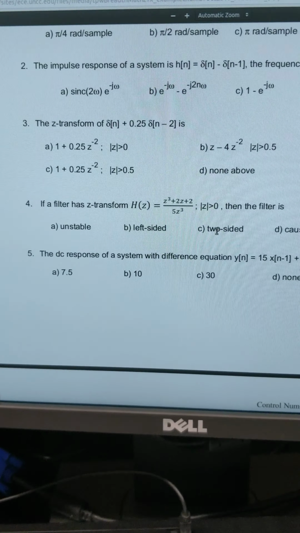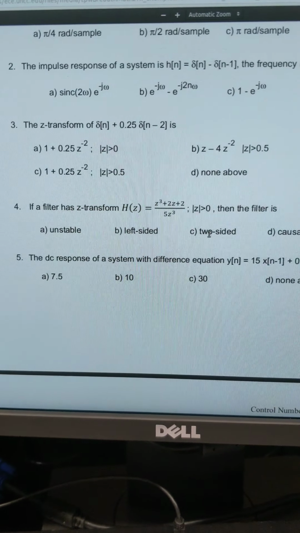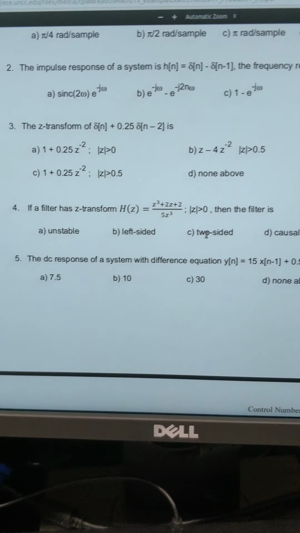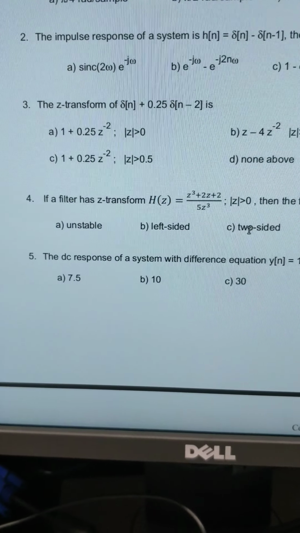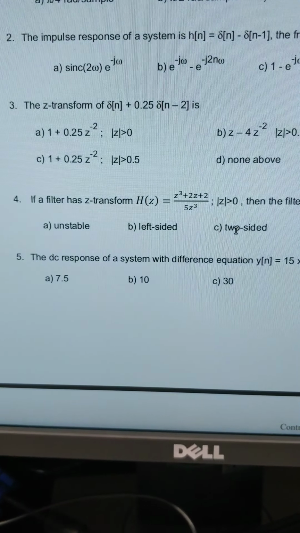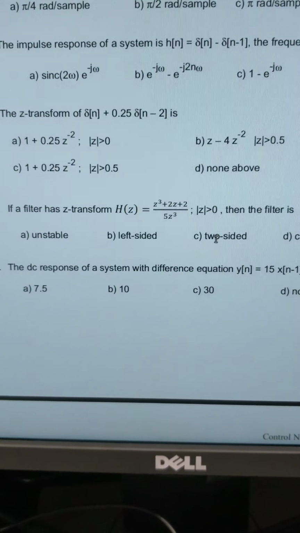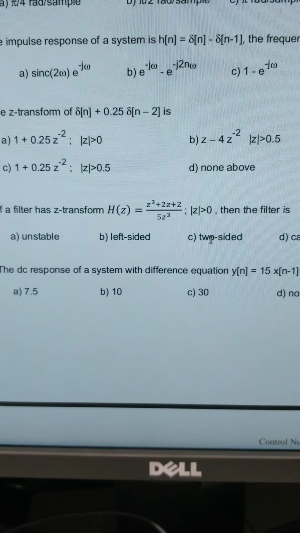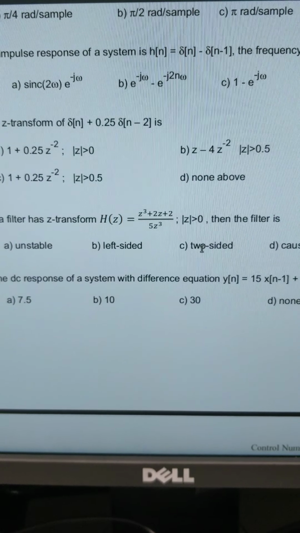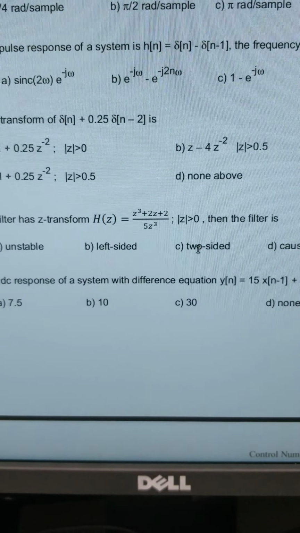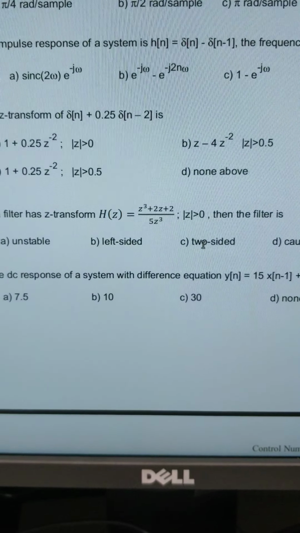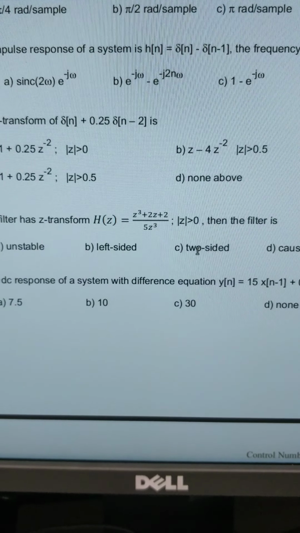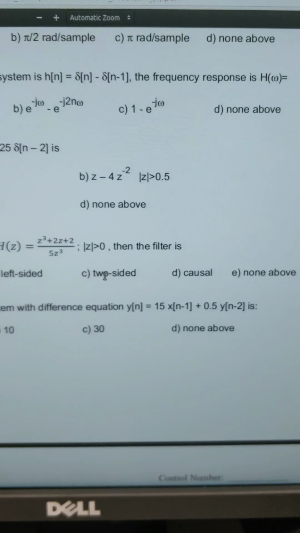Today we're going to be talking about different types of Z transforms. So I'm studying for the breadth exam at UNCC and came across a question that asked if a filter has Z transform H of Z, which is equal to Z cubed plus 2Z plus 2 divided by 5Z cubed with a regions of convergence greater than 0, then the filter is A, unstable, B, left-sided, C, two-sided, or D, causal, or none of the above.